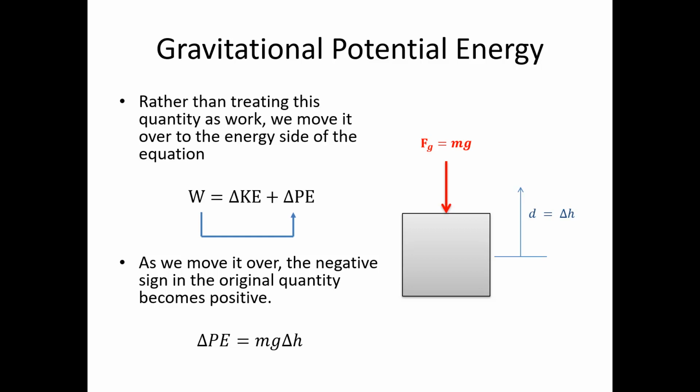And again, m is mass, g is the acceleration due to gravity, and delta h is the change in vertical height of the object. So if we move it on a slant, only account for the vertical part. Upwards is positive, downwards is negative.